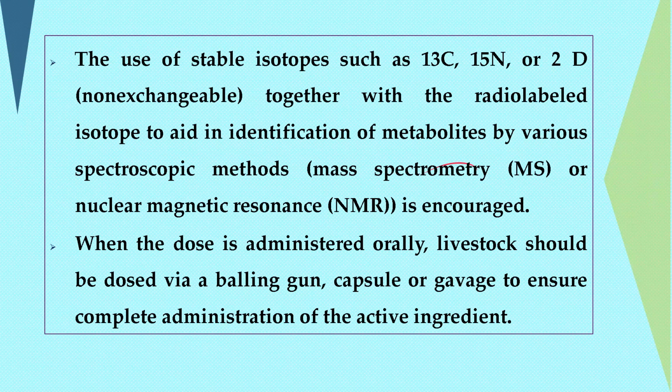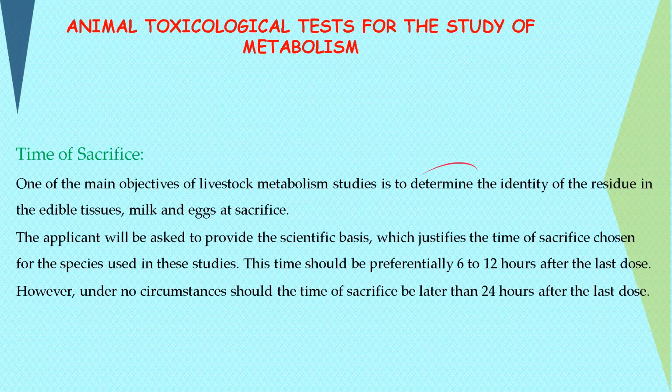So when the dose is administered orally, livestock should be dosed via a balling gun or capsule or gavage to ensure that complete administration of the active ingredient is there. The dosage administered should be guaranteed before we analyze the residues. So a sacrifice is required for this. One of the main objectives of livestock metabolism studies is to determine the identity of the residues in the edible tissues in case of cattle, sheep and goat, and milk and eggs, especially after the sacrifice.